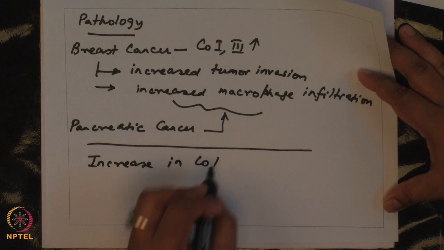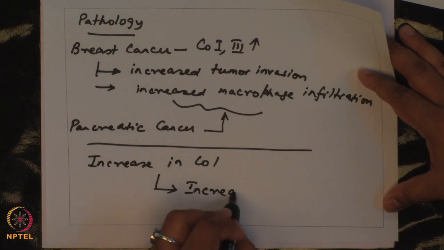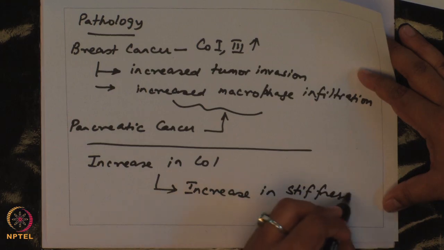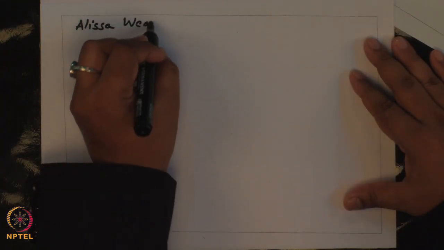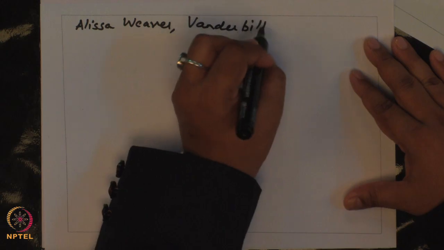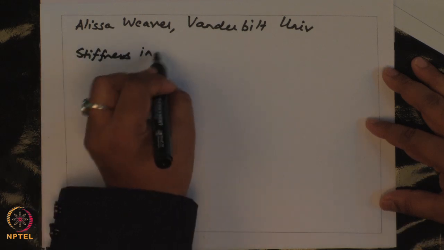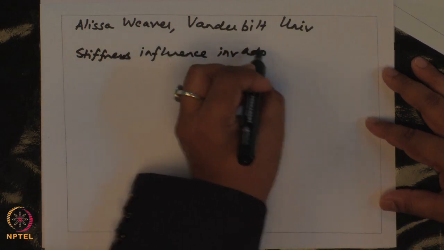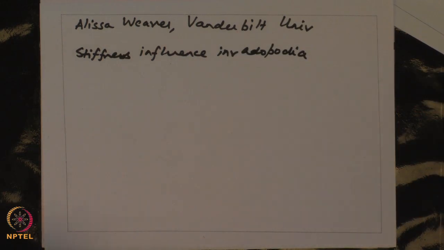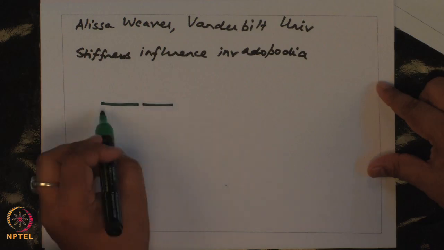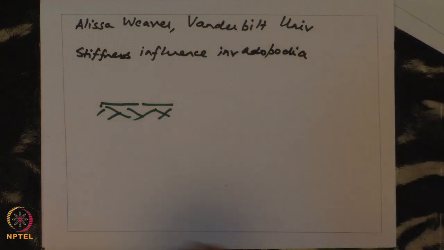All of these correlate that an increase in collagen would lead to an increase in stiffness. To study the effect of this increased stiffness, Alissa Weaver at Vanderbilt University probed how stiffness influences invadopodia. Just to recall what invadopodia are: if you have matrix, in side view, invadopodia were these protrusions.